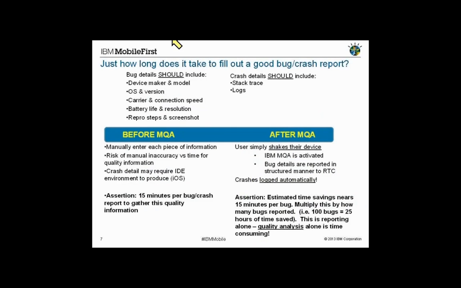The provocative question I have for you all is, how long does it take you to fill out a good bug or crash report? Bug reports should contain the device maker and model, operating system version, carrier and connection speed or battery life and resolution, and maybe reproduction steps for the bug as well as a screenshot. And when a crash happens in your app, we'd like to have a stack trace to see where it might have come from so we can diagnose and try to pinpoint that error, as well as any log information.